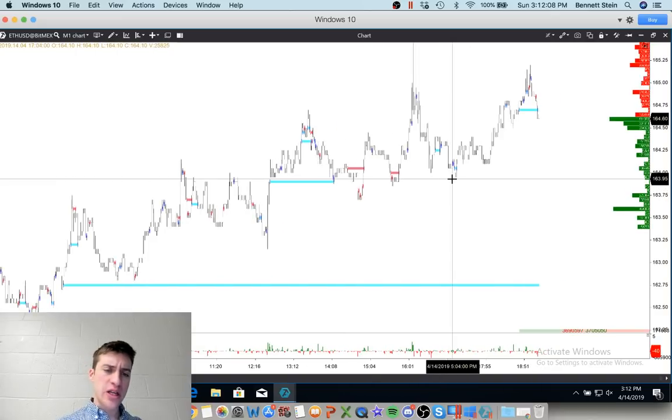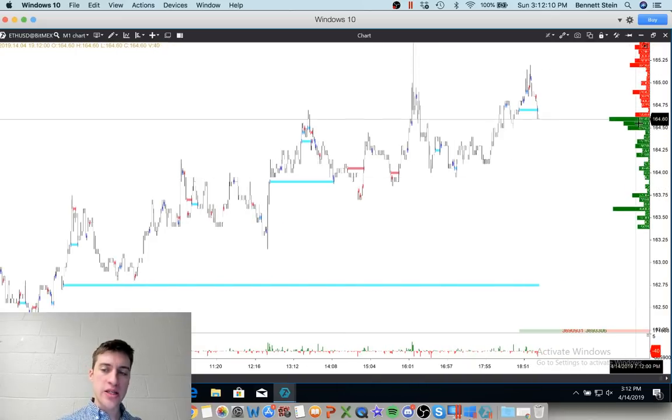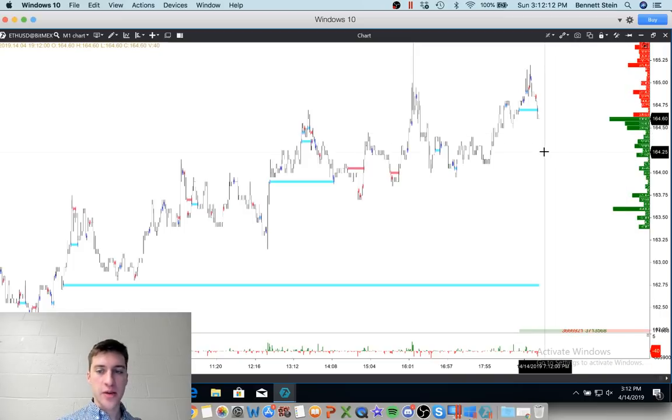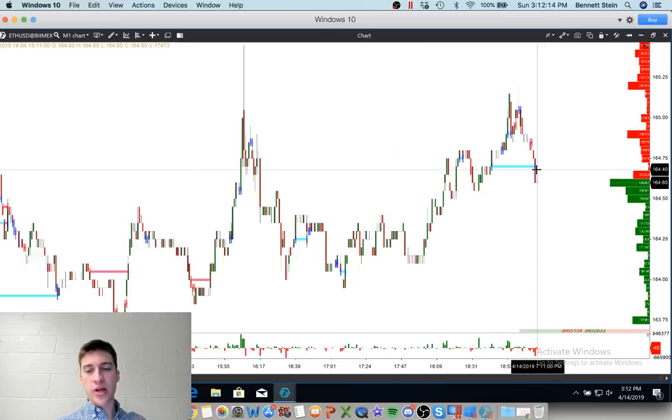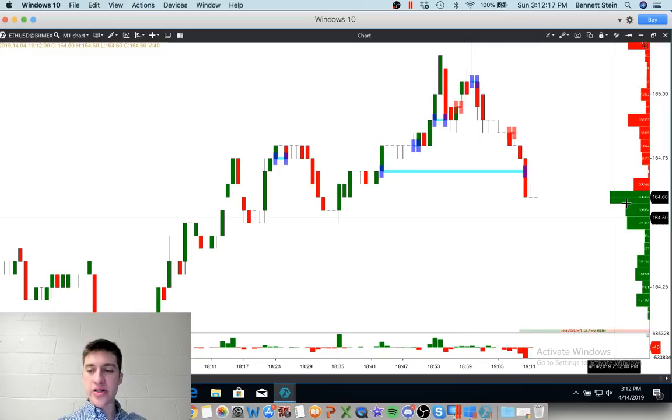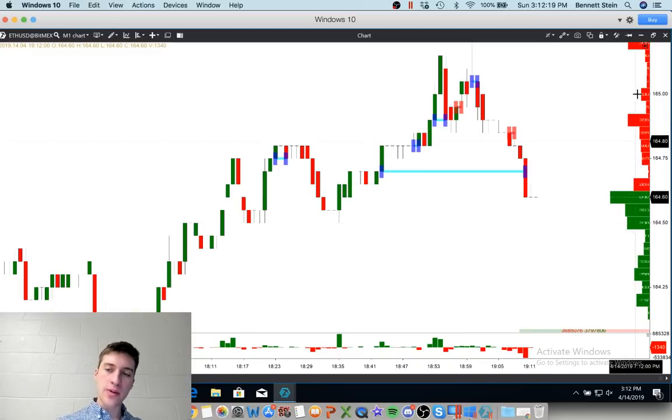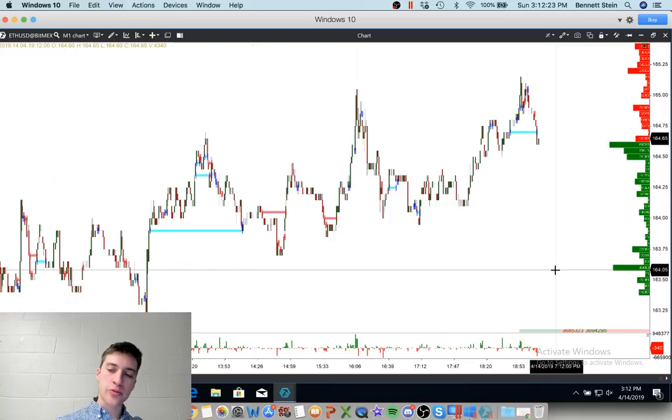And if I haven't explained it yet, what you're seeing, guys, on the far right is the live DOM. Super, super helpful. So when I zoom in here, you can see how many people want to limit buy. These are how many people want to limit sell. You can also use these DOM levels as support and resistance.